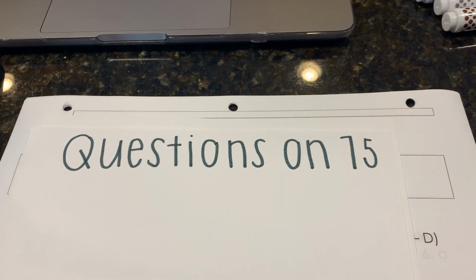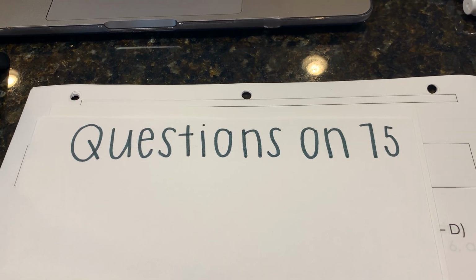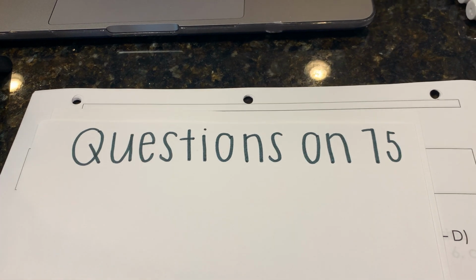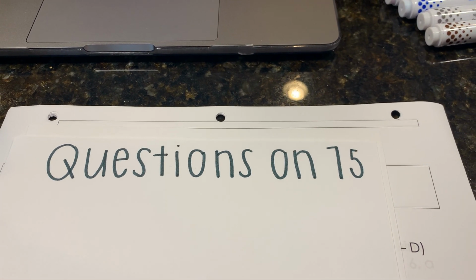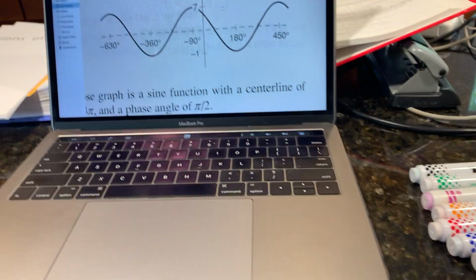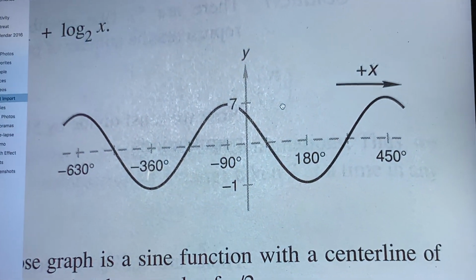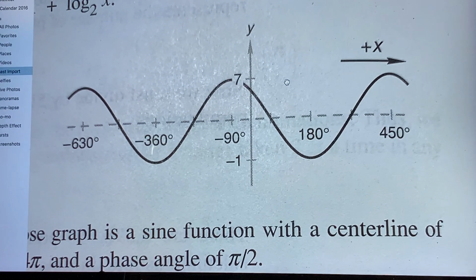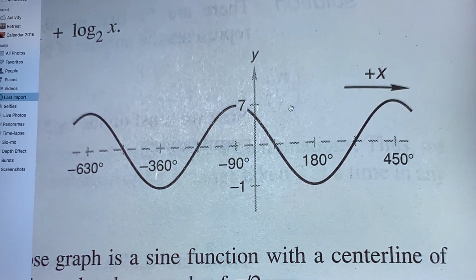Hi everyone, in Algebra 3 today we are going to be going over questions on lesson 75. And for this problem, we're going to start on number 16. It says write the equation of the sinusoid as a cosine function. So I have the graph right here, and I want this to become a cosine function.